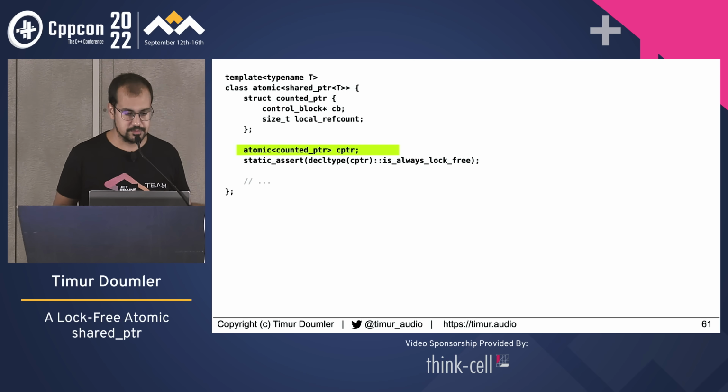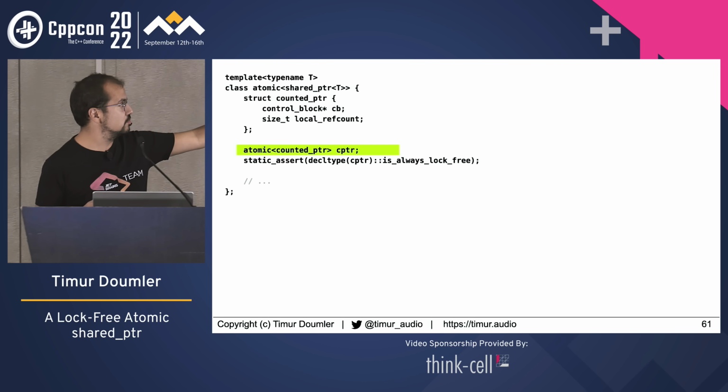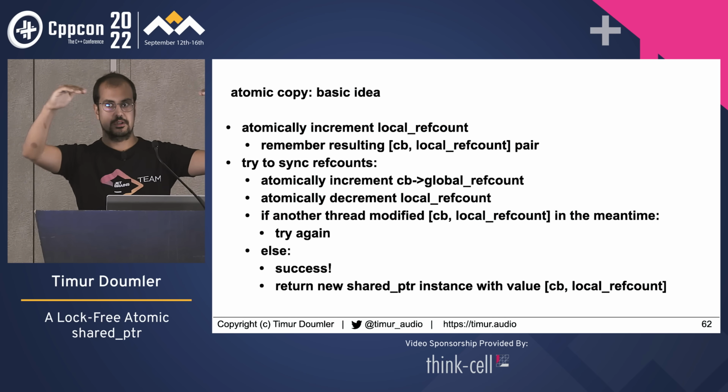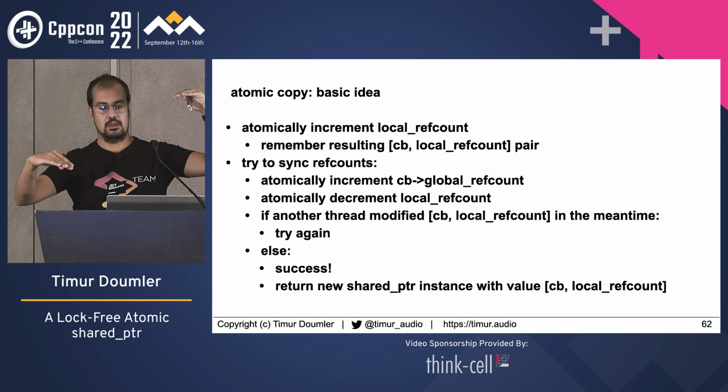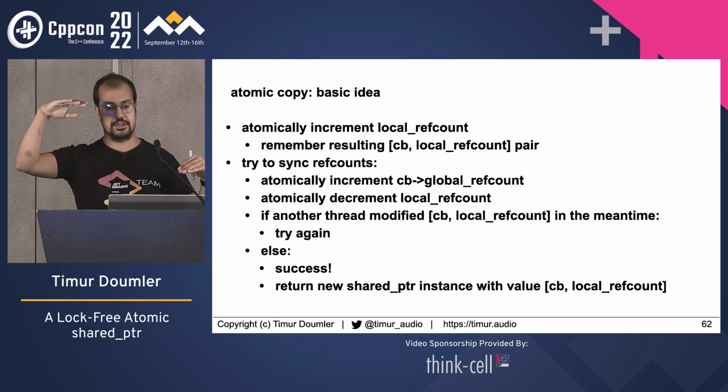More about that later. Let's, for now, just assume that this is going to compile. And as I said, this is the basic idea. If you want to increment the ref count, you first increment the local one. We remember what state we're in. And then we try to sync them by doing this, right? We can do that in a CAS loop, so we can make sure that no other thread does the same thing while we do, and then we end up in some weird broken state. So we are trying to atomically increment the global ref count and decrement the local ref count. But if another thread modified the state in the meantime, we roll back and try the whole thing again.